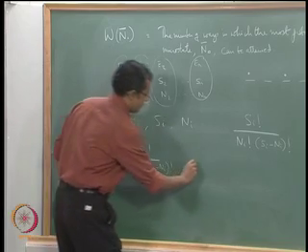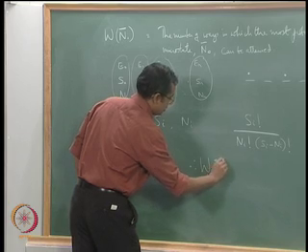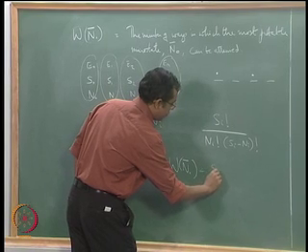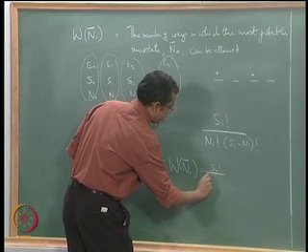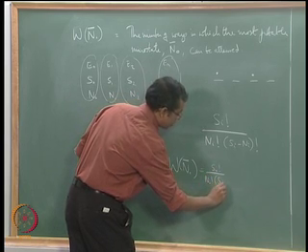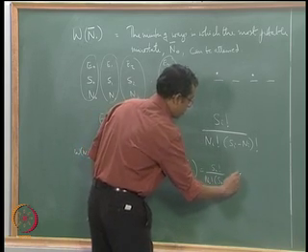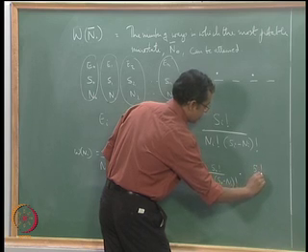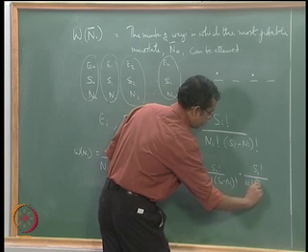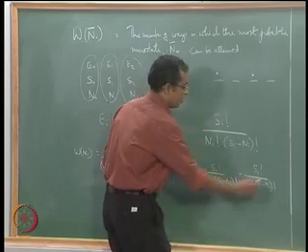So therefore W of n bar naught is simply the product: S0 factorial by N0 factorial times S0 minus N0 factorial, times S1 factorial by N1 factorial times S1 minus N1 factorial, and so on.